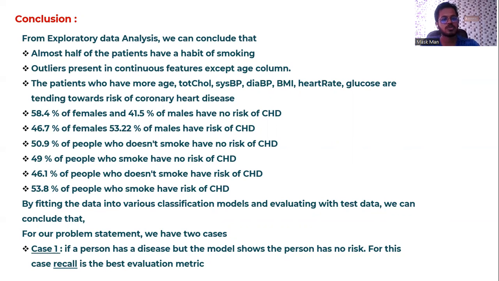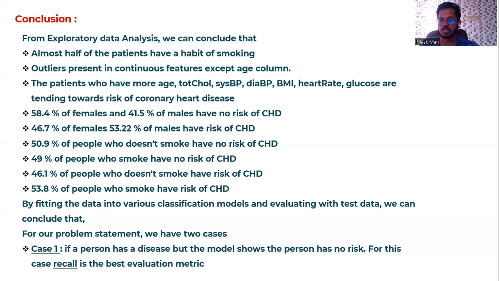Likewise, we can observe that among the people who smoke and who don't smoke, 50.9% of people who don't smoke have no risk of CHD, and 49% of people who smoke have no risk of CHD, and 46.1% of people who don't smoke have a risk of CHD. Likewise, 53% of people who smoke have a risk of CHD. And after cleaning and pre-processing the data, the data is ready to fit into the models.